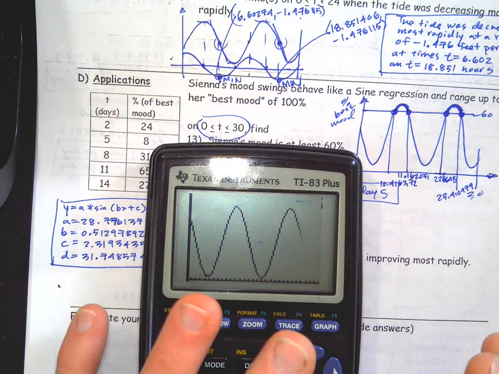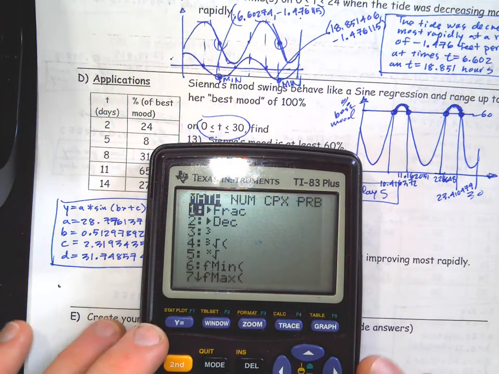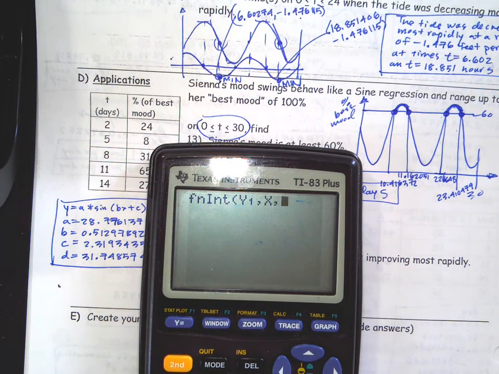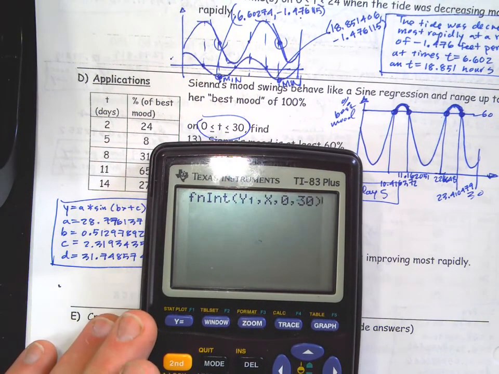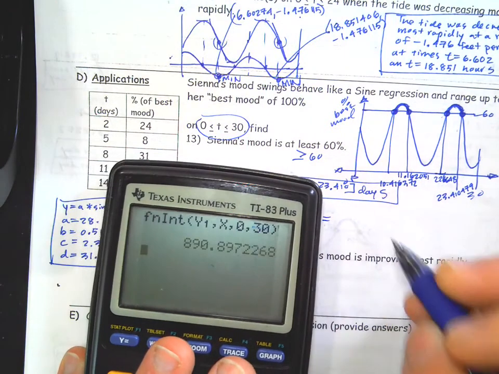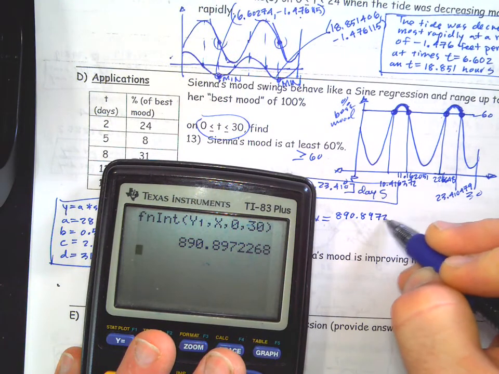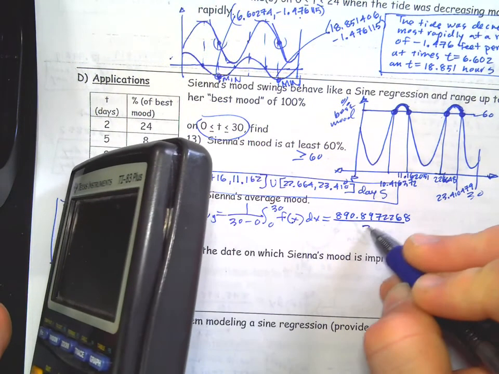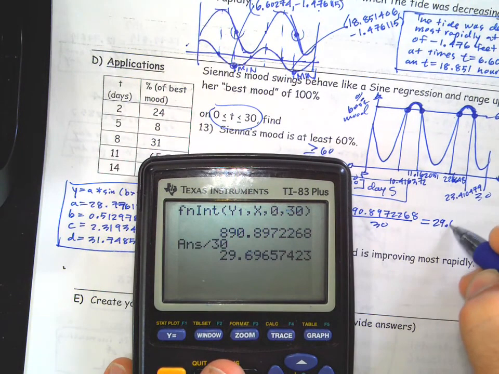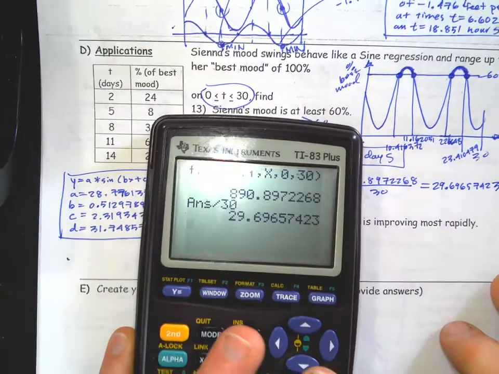Now I'll show you right now. We could just do this on the home screen, and then we wouldn't have to worry about the graph. Here we go, math 9, vars, y vars, function y1, comma x, comma 0, comma 30. And then you don't have to deal with the whole picture of the graph. It's thinking. Okay, so that's 890.8972268. And then we're going to divide by 30. Don't forget about dividing by 30. And we get 29.69657423.